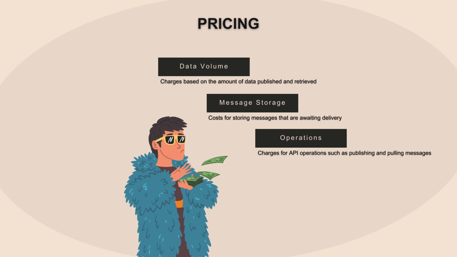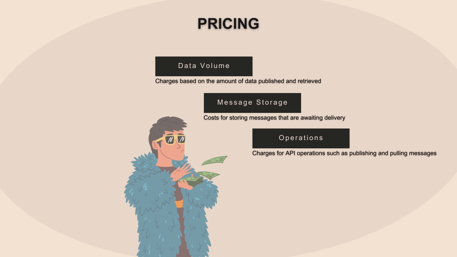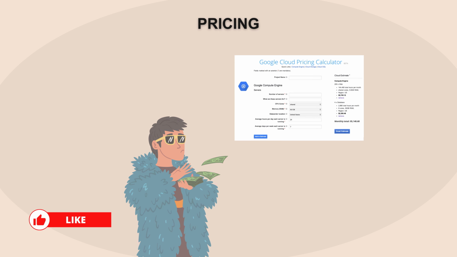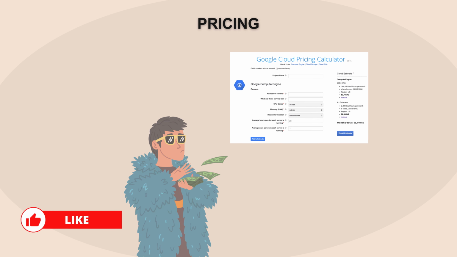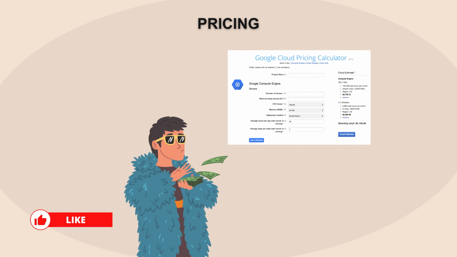Key factors affecting pricing include: Data volume, charges based on the amount of data published and retrieved. Message storage, cost for storing messages that are awaiting delivery. Operations, charges for API operations, such as publishing and pulling messages. For detailed pricing information, it's recommended to use the GCP pricing calculator and review the PubSub pricing documentation.